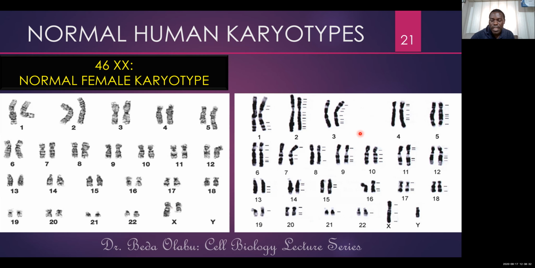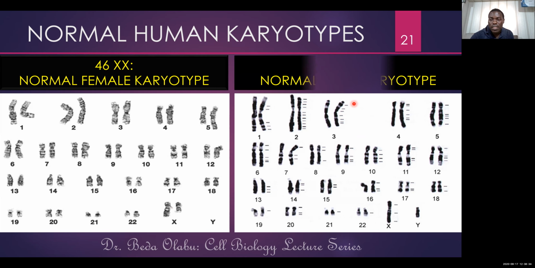The one on the right is still 46. The 23rd pair, there is 1 X and 1 Y. This is the normal karyotype of human male. 46XY means normal male human. 46XX means normal female human.